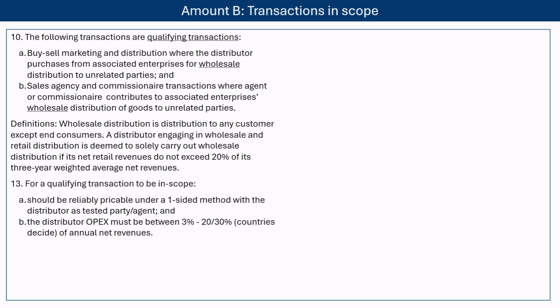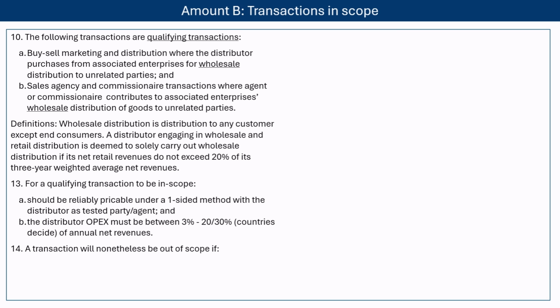I get this. I mean, you have an OPEX upper limit because you want to make sure that your distributor does not do more functions than the benchmark distributors in the amount B report. On the other hand, you have these OPEX adjustments that you can apply. So I don't understand why you need both. And I am a little worried that 20 to 30% might be too low in many circumstances, and it should have been 3 to 30 or 40% instead. But we'll see how this plays out in practice.